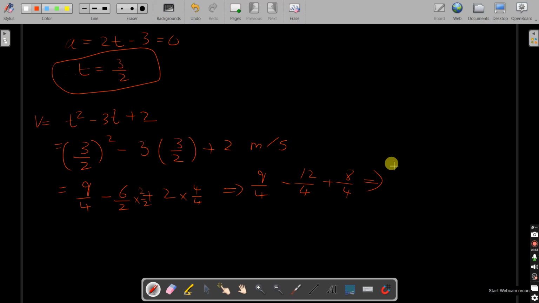This will be 9 minus 12 plus 8 upon 4. So 9 minus 12 becomes minus 3. Minus 3 plus 8 becomes 5. 5 upon 4 meter per second. And this was the D part.